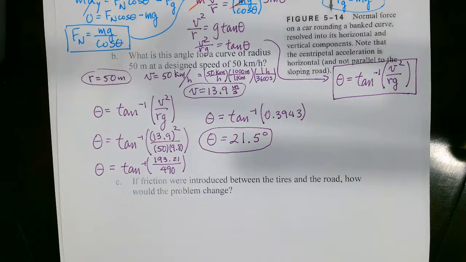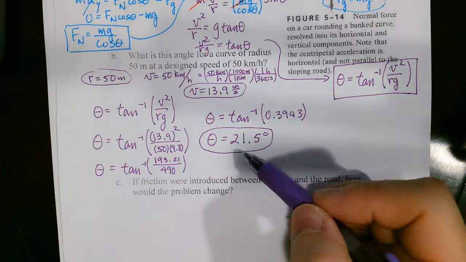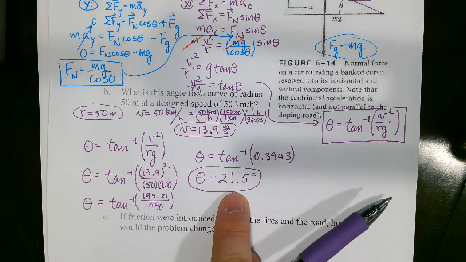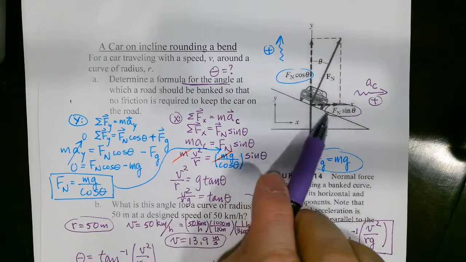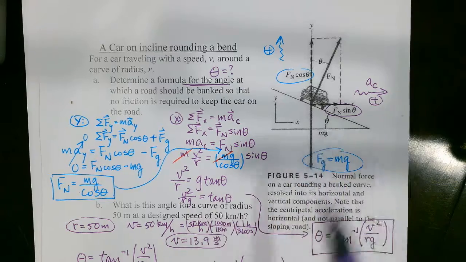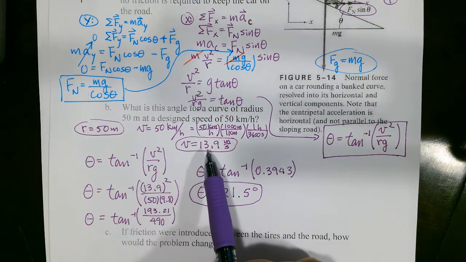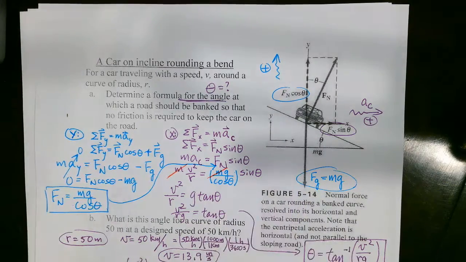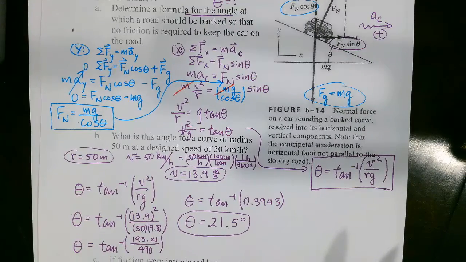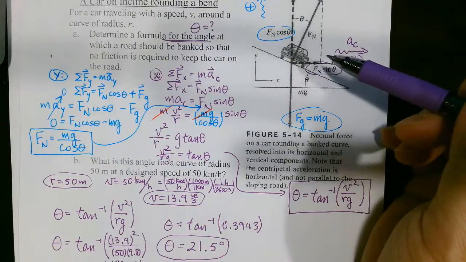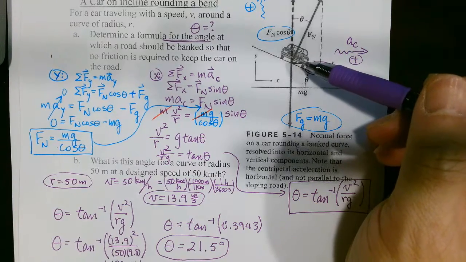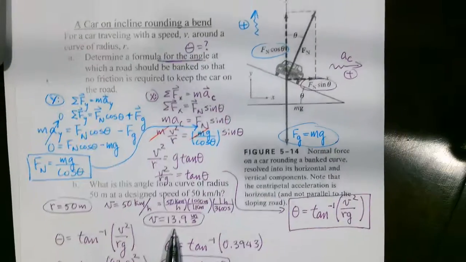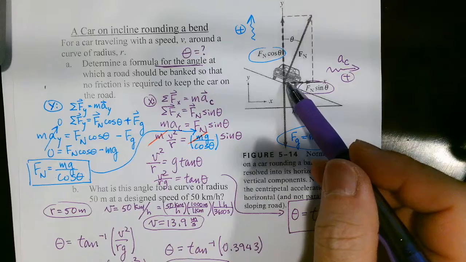for this embankment. So as long as this turn is embanked at 21.5 degrees, this whole road can be completely iced up. And as long as you are traveling at 13.9 meters per second, it will safely negotiate that turn without sliding off the road. All right. So let's say you were going faster than this recommended speed of 13.9 meters per second. What is the tendency of this car?